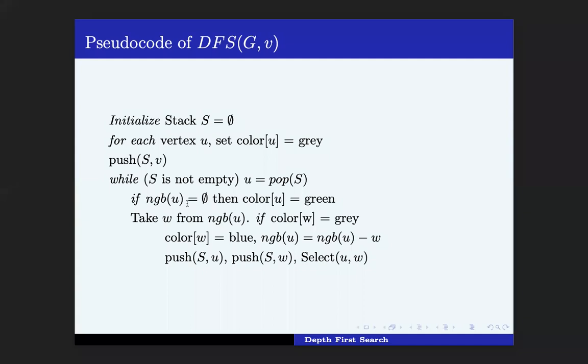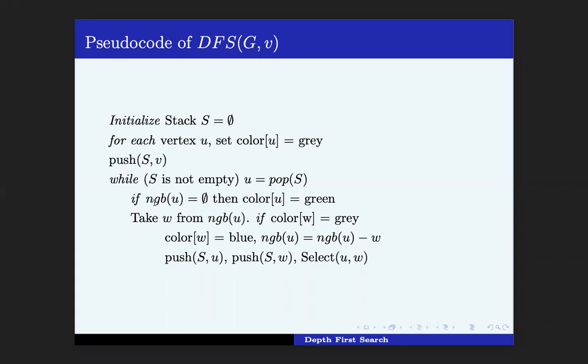Now, if I pop and I find that it has no neighbor, meaning I am standing in a particular vertex and that vertex has no neighbor, meaning I'm done with that vertex completely, right? So then I should mark it green and move on. That's it. If not, this is the rest, it should be else.